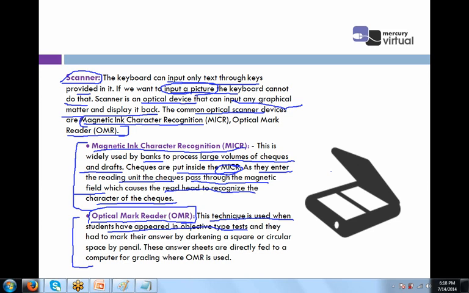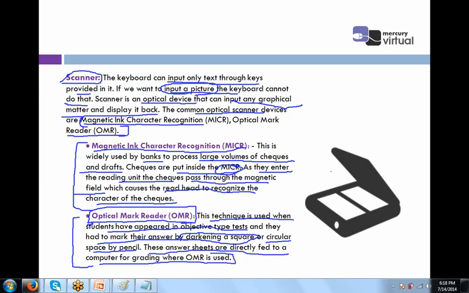OMR is a device that can scan only that kind of input. This technique is used when students have appeared in an objective type test and had to mark their answer by darkening a circle. Means a student can darken the circle or square shape with a pencil. Now this is the main line: these answer sheets are directly fed to a computer for grading when OMR is used.